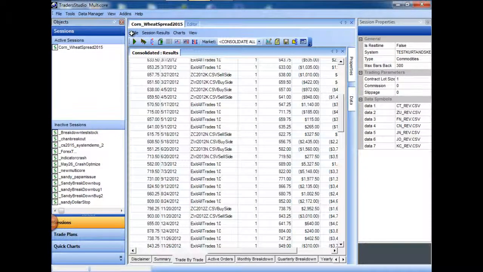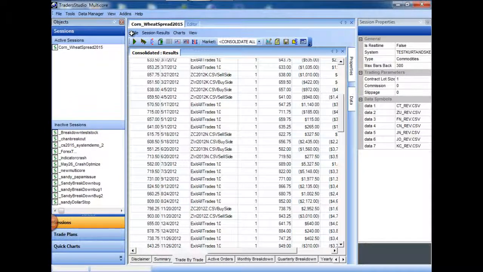So by picking this system, we're able to easily set up our data so that we're trading both markets and using the portfolio capabilities of TraderStudio. It's very easy for us to implement spread trading in TraderStudio. We can actually modify and make this much more complex and be able to trade more advanced spreads such as the crack spread or any other spread you'd like to trade.